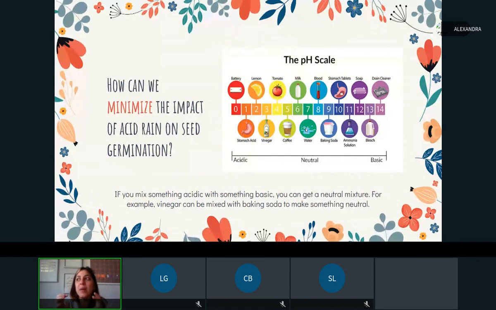Now, when we talk about basics and acidics, we're really talking about their level of interactions with different elements. So things like battery acids. Batteries are actually a chemical reaction.